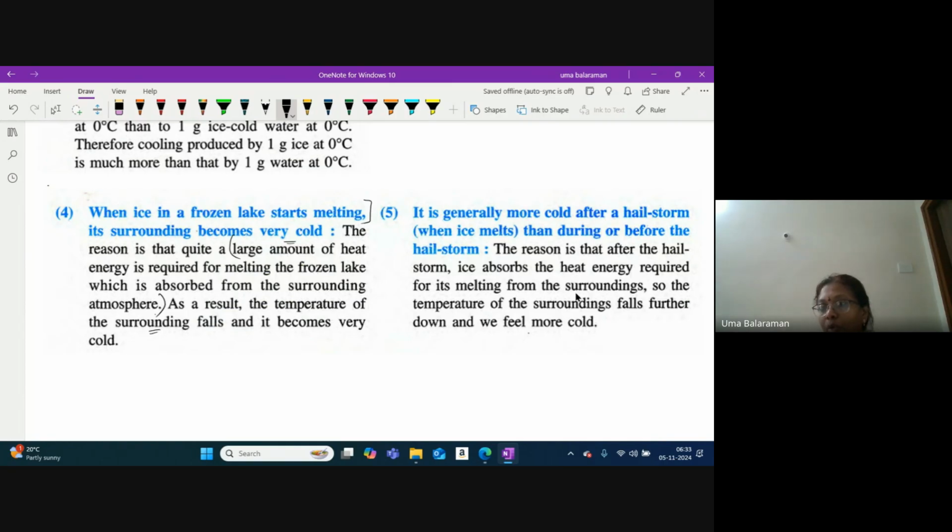It's generally more cold after a hailstorm than during or before a hailstorm. That's another reasoning question. The reason is that after hailstorm, ice absorbs heat energy required from the surrounding. So temperature falls further down. So during hailstorm, it is not that cold. During or before, it is not that cold. But after the hailstorm it is really cold because extra energy is absorbed from the surroundings. 330 joules per gram.